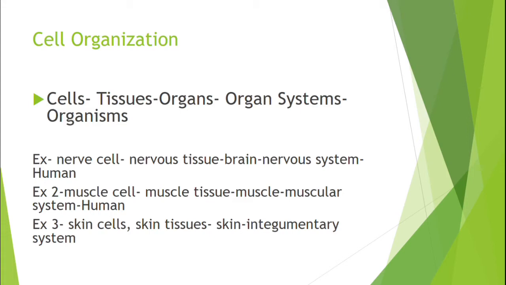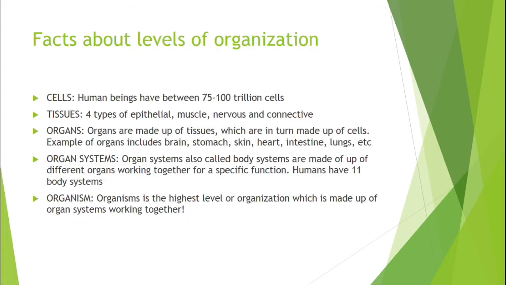Example 3 is the skin cells, which combine to form the skin tissues, which combine to form the organ skin, which combines to form the organ system, the integumentary system, and the organism again could be a human being. We talked about this briefly in the last lesson too. Some facts about the levels of organization.